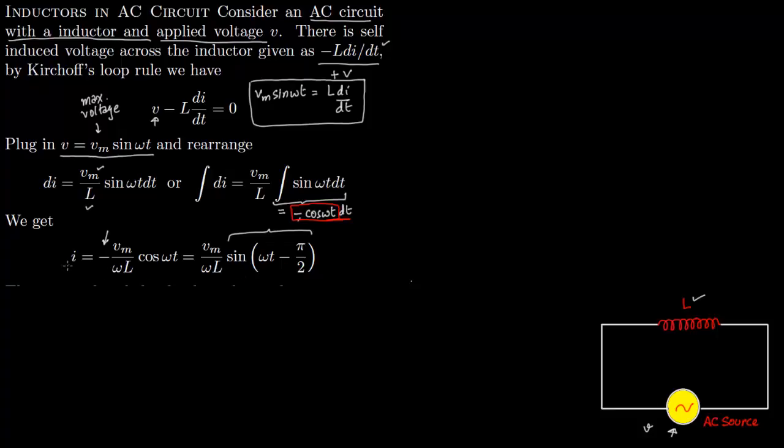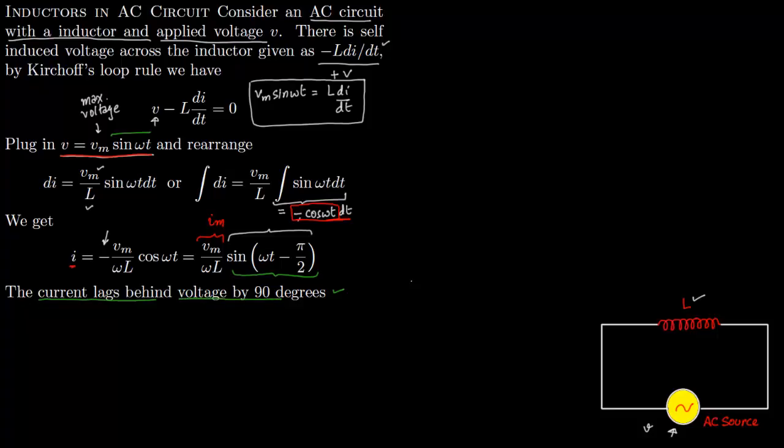So now you have the value for current. We will put this Vm over omega L as Im, the maximum value of the current. So you have the current as the maximum value of the current times sine of omega t minus pi by 2, and you have voltage right here as V equal to Vm times sine of omega t. Now you can clearly see you have sine of omega t here, and sine of omega t minus pi by 2 here. So you can see that current lags behind voltage by 90 degrees.